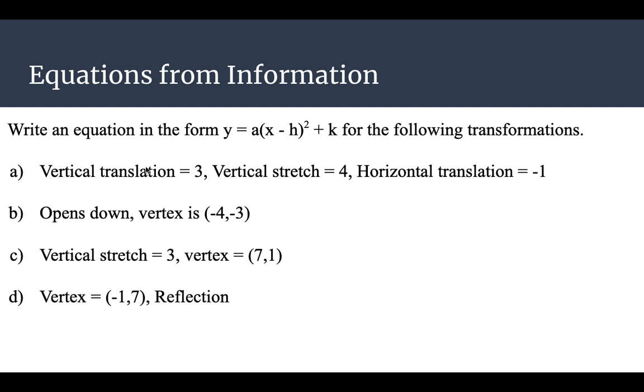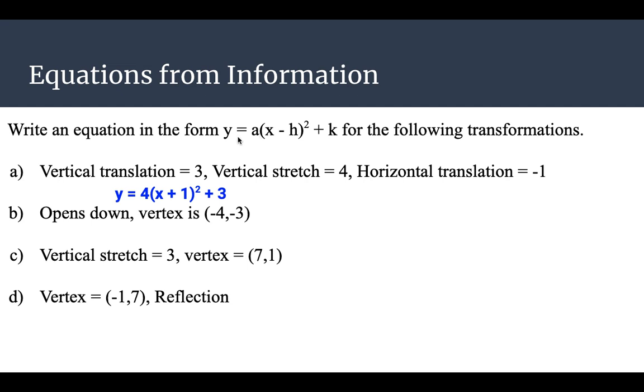So we've got a vertical translation of 3. So remember, vertical translation, that's K. So K is going to be 3. Vertical stretch is 4. Vertical stretch is A. So A is going to be 4. And horizontal translation of negative 1. So that's H. So if I put negative 1 here, it's going to be minus negative 1. So it's going to be plus 1. So the answer is y equals 4 times x plus 1 squared plus 3.